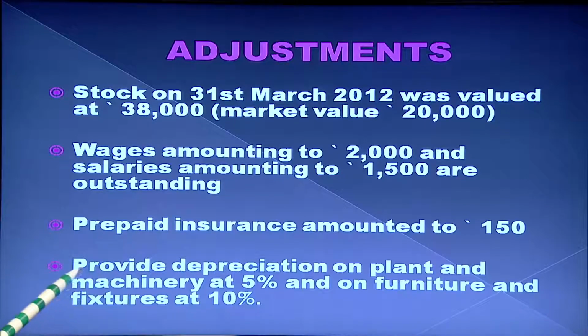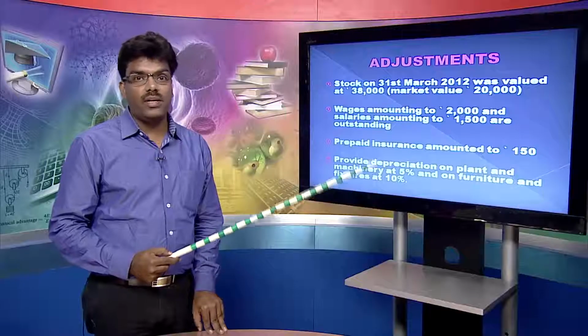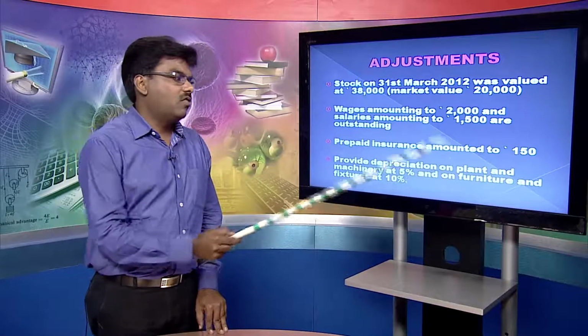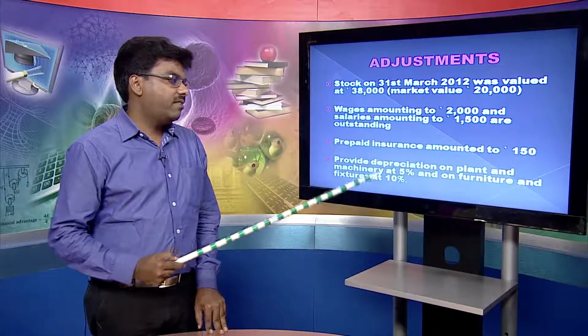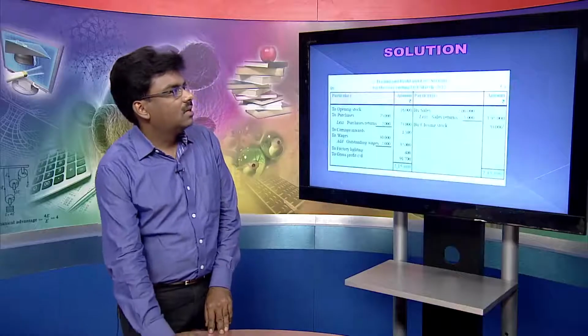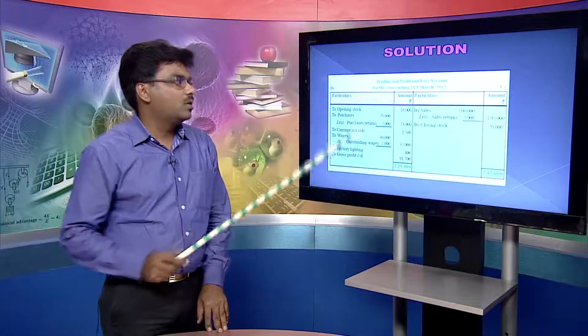And last adjustment is provide depreciation on plant and machinery at 5% and on furniture and fixtures at 10%. So, as I told you in adjustments, first we have to calculate the depreciation amount. What is the value of plant and machinery, and thereafter we will take the depreciation at the rate of 5%, and total furniture, what is the value of furniture, and the rate of depreciation is 10%. So, dear learners, after that you will see the solution of this.